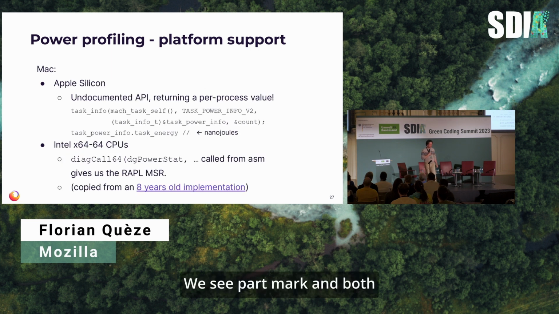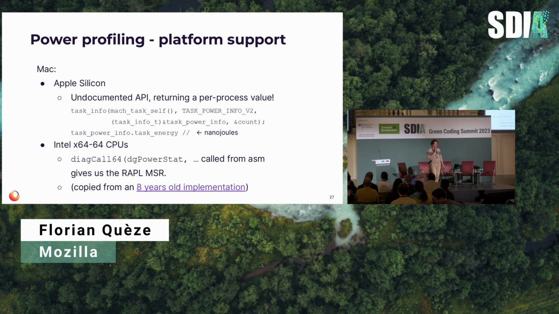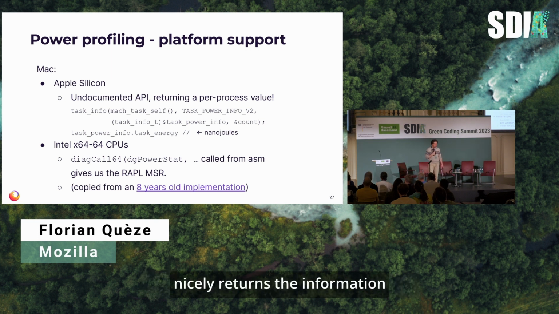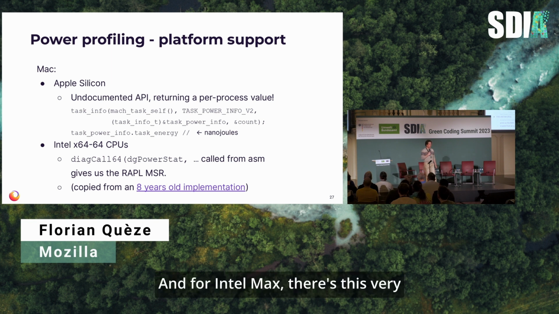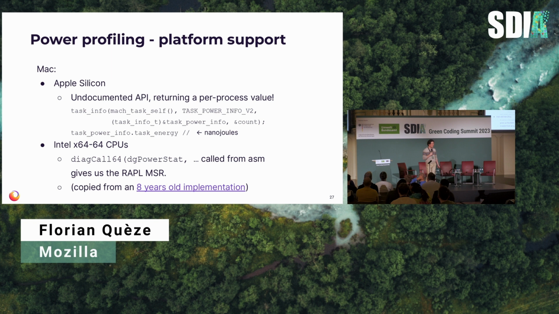We support Mac on both Apple Silicon and Intel CPUs. Differently, on Apple Silicon, there's an undocumented API that very nicely returns the information per process, which makes the profiles a lot more useful. And for Intel Macs, there's this very obscure system call that I suspect one of my former colleagues reverse engineered several years ago from a system tool, but it doesn't require root access, so we can get the data.